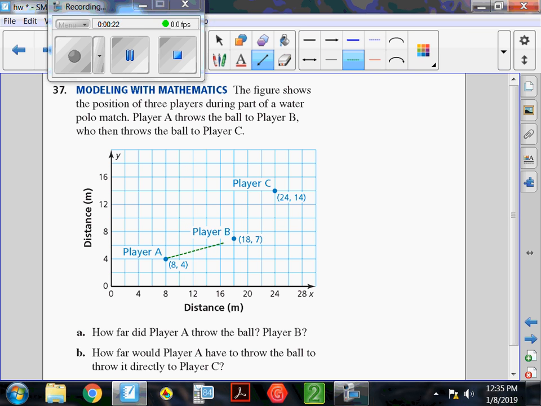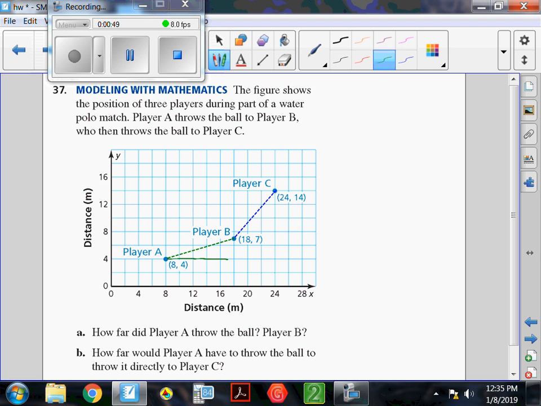So player A threw it to player B, and player B threw it to player C. Part B says how far would player A have to throw the ball if they threw it directly to player C. So I'm going to use right triangles and Pythagorean theorem instead of the distance formula. You can do the distance formula, it doesn't really matter.